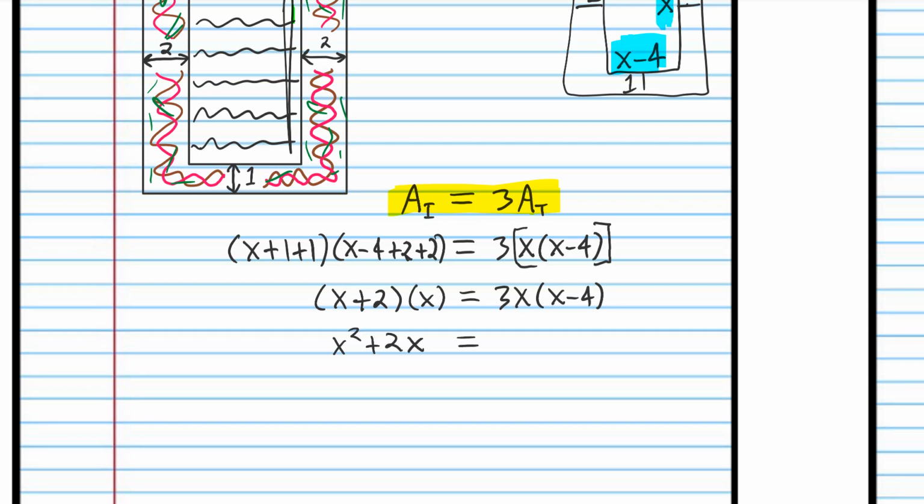And you're going to use the distributive rule here. So 3x times x is 3x squared, and 3x times negative 4 is negative 12x. So I just want to clarify, you're not using the distributive rule here, but you are using it after you're done combining the 3 and the x.